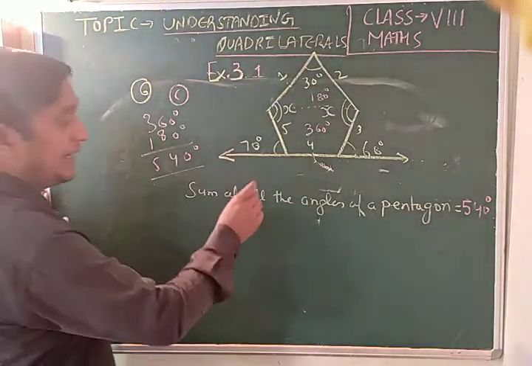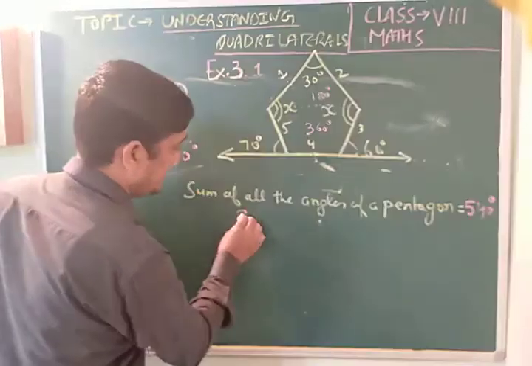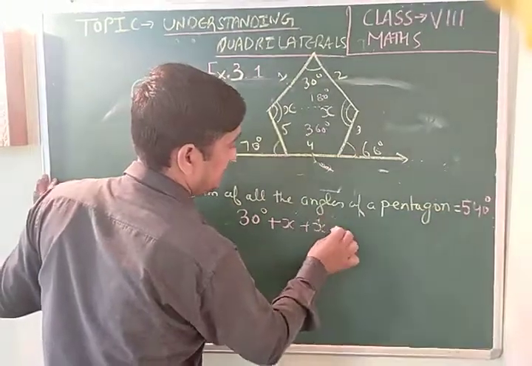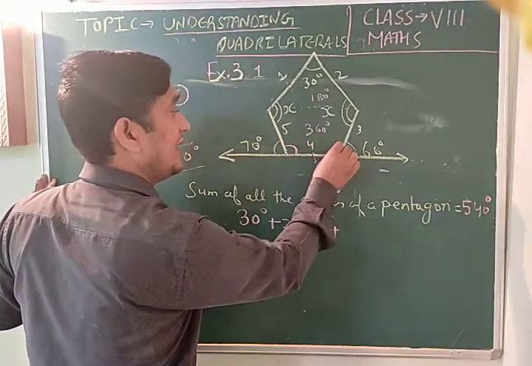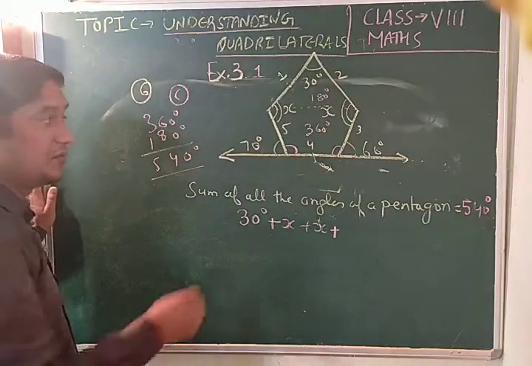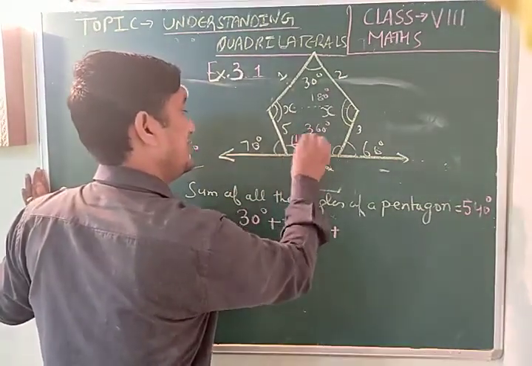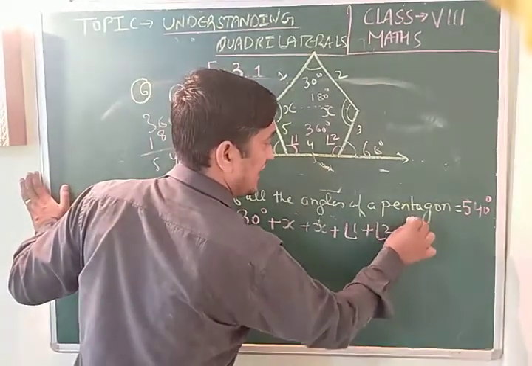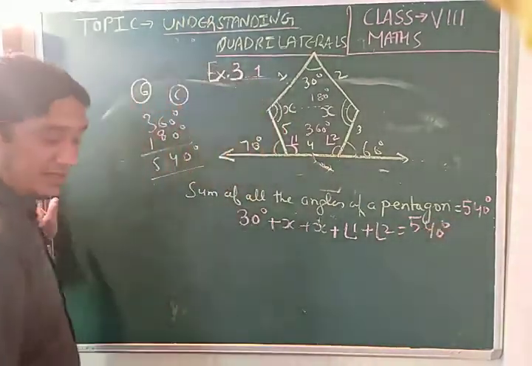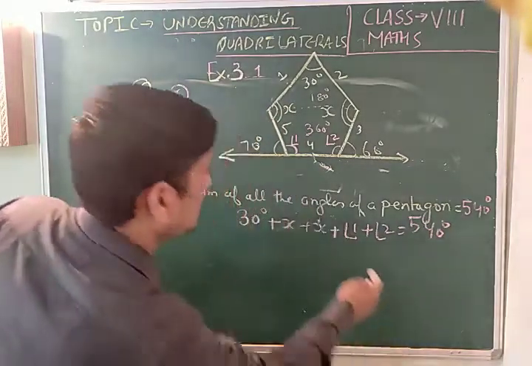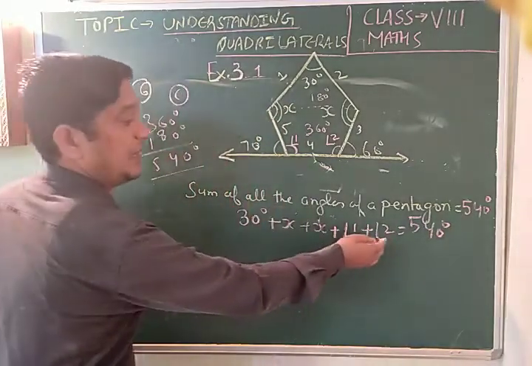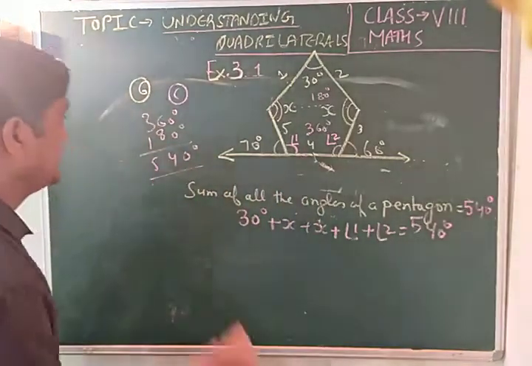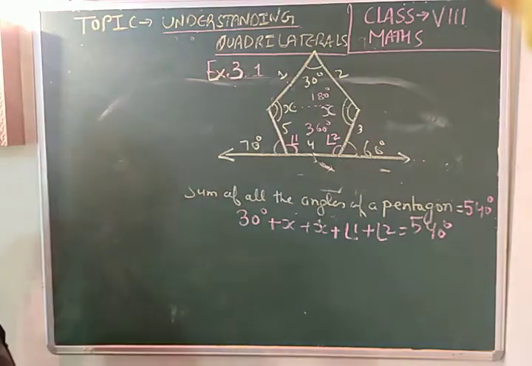Now children, we know that this is what? 30 degree plus x plus here and here. We don't have any value, so we will name it as angle 1 and angle 2. Angle 1 plus angle 2 is equal to 540 degree. Now again question mark. Angle 1 is what? Angle 2 is what? So in this case, children, first we have to find the value of angle 1 and angle 2.